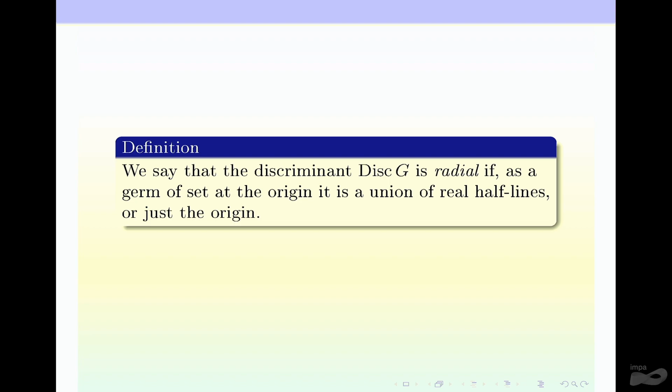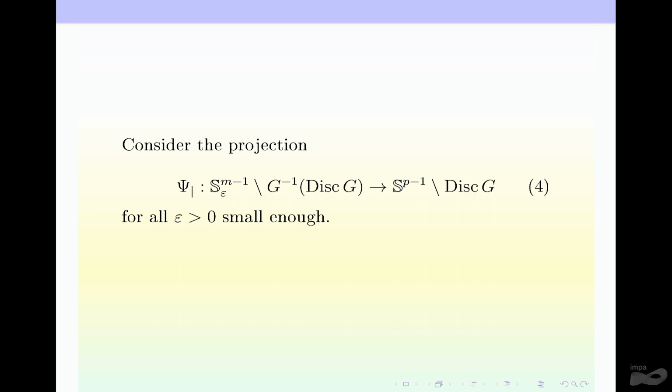If you look at this projection, this is supposed to be psi G. I missed a G here. Sorry about that. So now if you look at this projection psi G, which is also called the Milnor projection, if you ask that the discriminant is radial, such a projection is well defined.